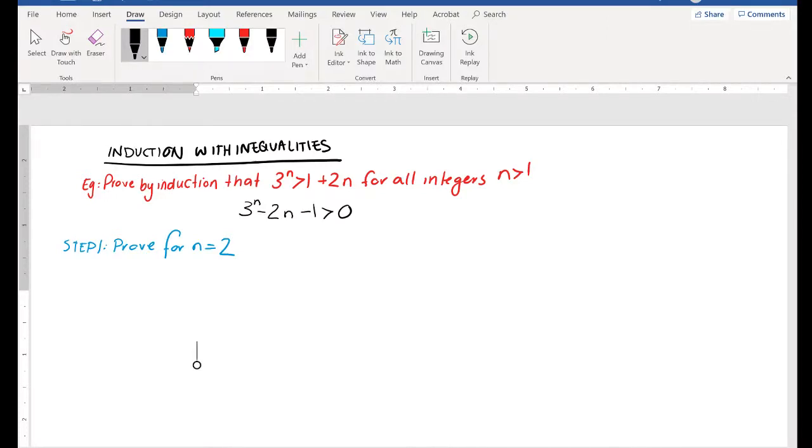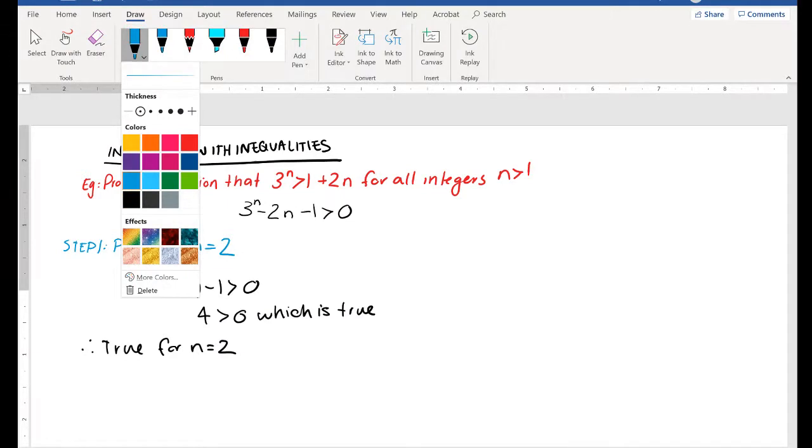So let's have a look what we get, and I always show this step. I know that you may be able to do it in your head, or you should be able to do it in your head, but show them these lines. Then what do I get? 4. And then I'll say which is true. Therefore true for n equals 2.